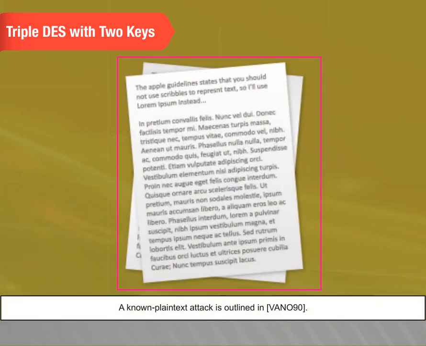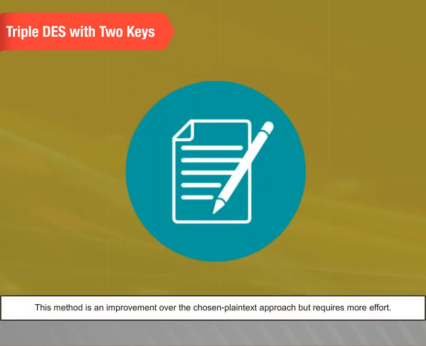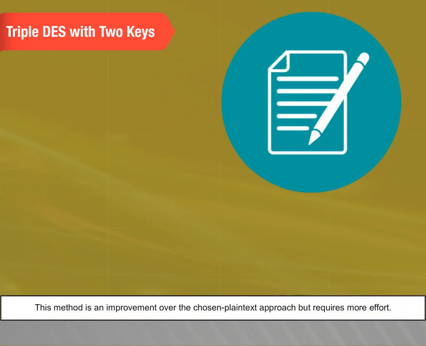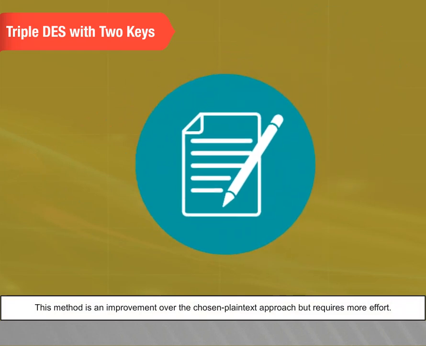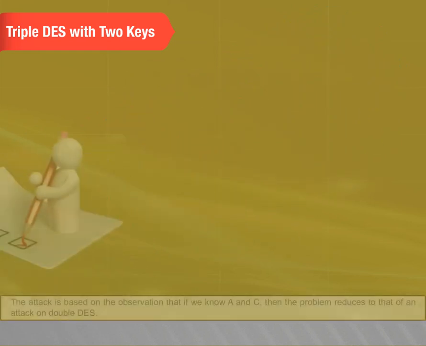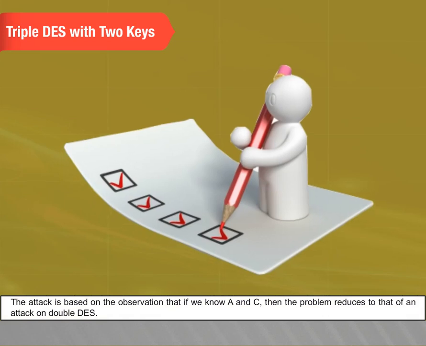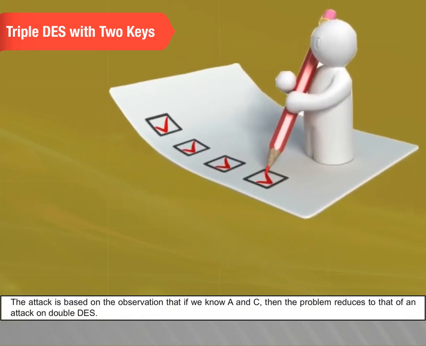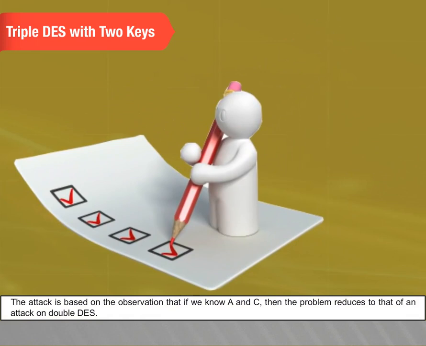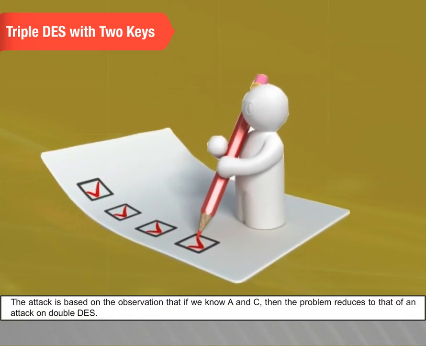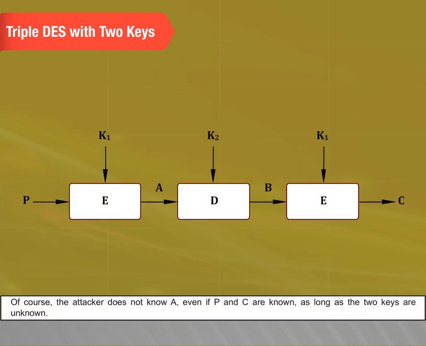A known plaintext attack is outlined in [Wano 90]. This method is an improvement over the chosen plaintext approach but requires more effort. The attack is based on the observation that if we know A and C, then the problem reduces to that of an attack on double DES. Of course, the attacker does not know A, even if P and C are known, as long as the two keys are unknown.